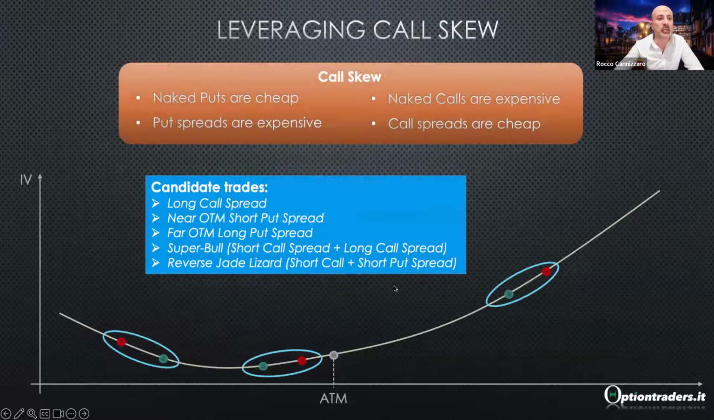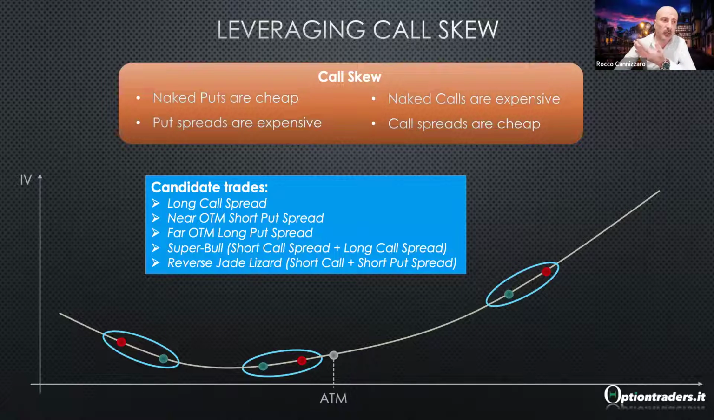And essentially all of what I explained before is exactly the same. It's just reversed. When there's call skew, individual puts are cheap and put spreads are expensive, while naked calls are expensive and call spreads are cheap. So the type of trades that we can do is exactly the same as when there's put skew, but in reverse.